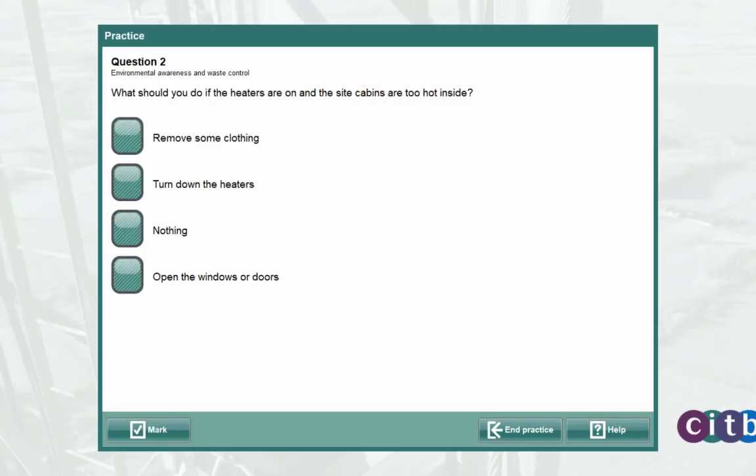What should you do if the heaters are on and the site cabins are too hot inside? Remove some clothing. Turn down the heaters. Nothing. Open the windows or doors.